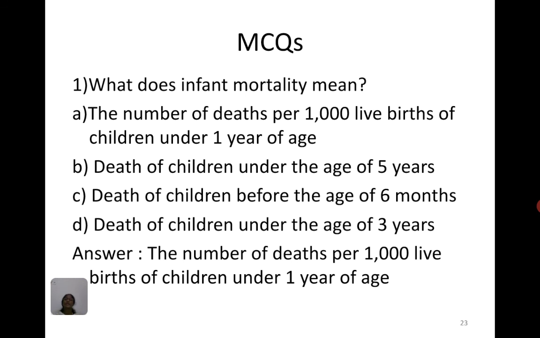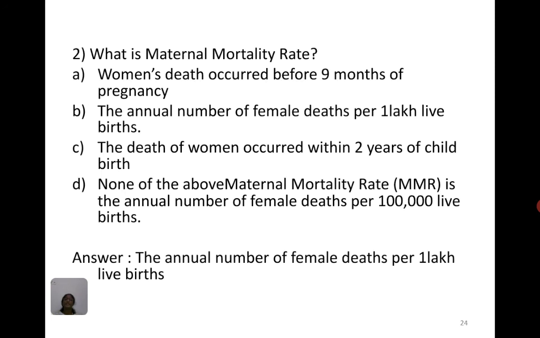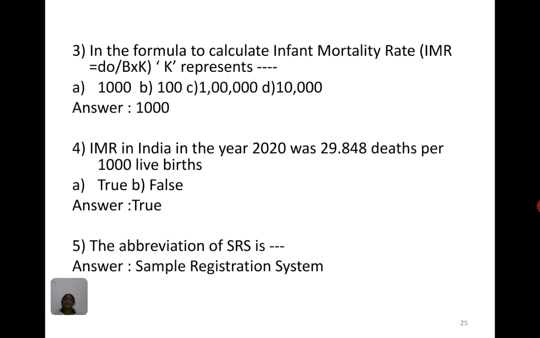Now let's see multiple choice questions. What does infant mortality mean? The answer is the number of deaths per 1,000 live births of children under 1 year of age. What is maternal mortality rate? The annual number of female deaths per 1 lakh live births.